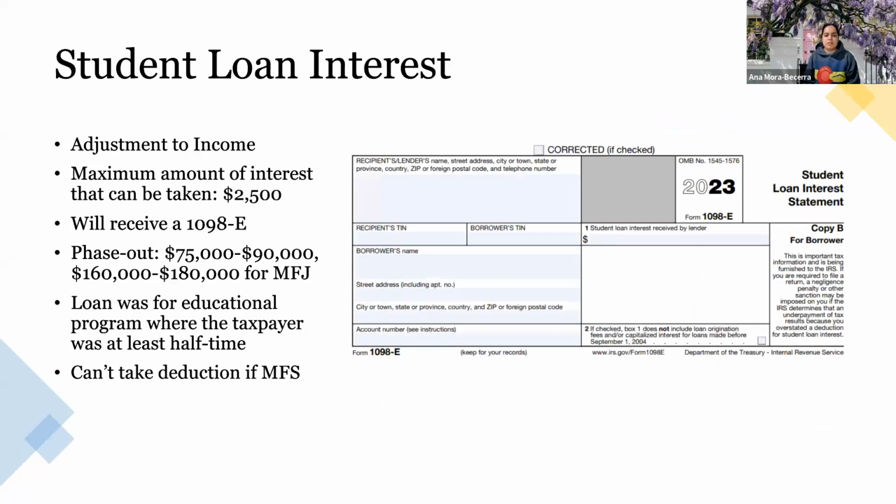And so the student loan interest. This one is if you had a student loan and you're paying it back. It's an adjustment to income, and the maximum amount of interest that can be taken is the 2,500, and you'll receive a form that looks like this. It's a 1098-E, and the phase out income is from 75,000 to 90,000, unless you're married filing joint, then that changes to 160,000 to 180,000. And the loan was for an educational program where the taxpayer was at least half time. If you're filing married separate, this is a credit that you're not eligible for.